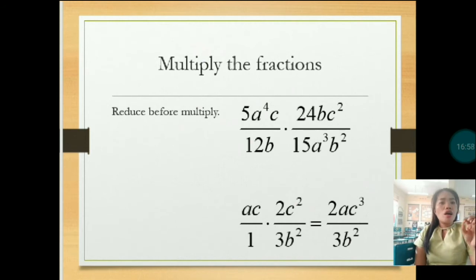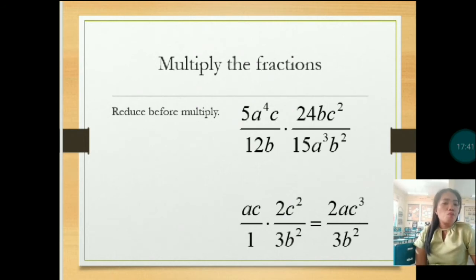Now, between the denominator of the first expression, you have 12b and 24bc squared. Let's try to examine the GCF. What would be the GCF? Remember, 12 and 24 can both be divided by 12. That is our greatest common factor between 12 and 24. Then we also have a common variable, which is b. Therefore, our greatest common factor between 12b and 24bc squared will be 12b. Okay? Therefore, 12b divided by 12b is 1.